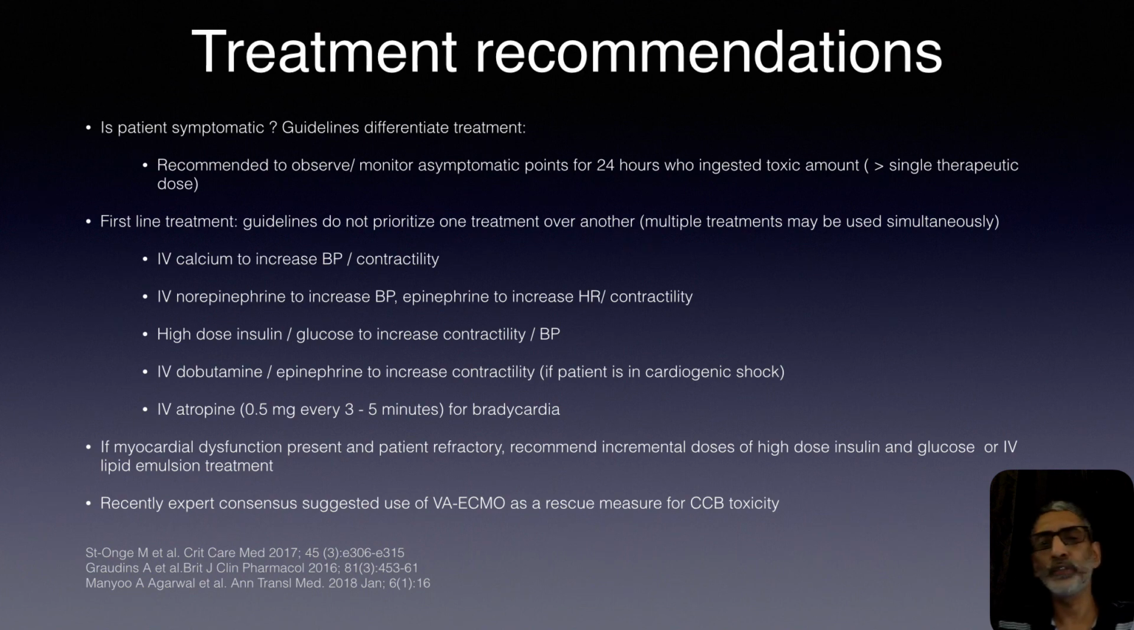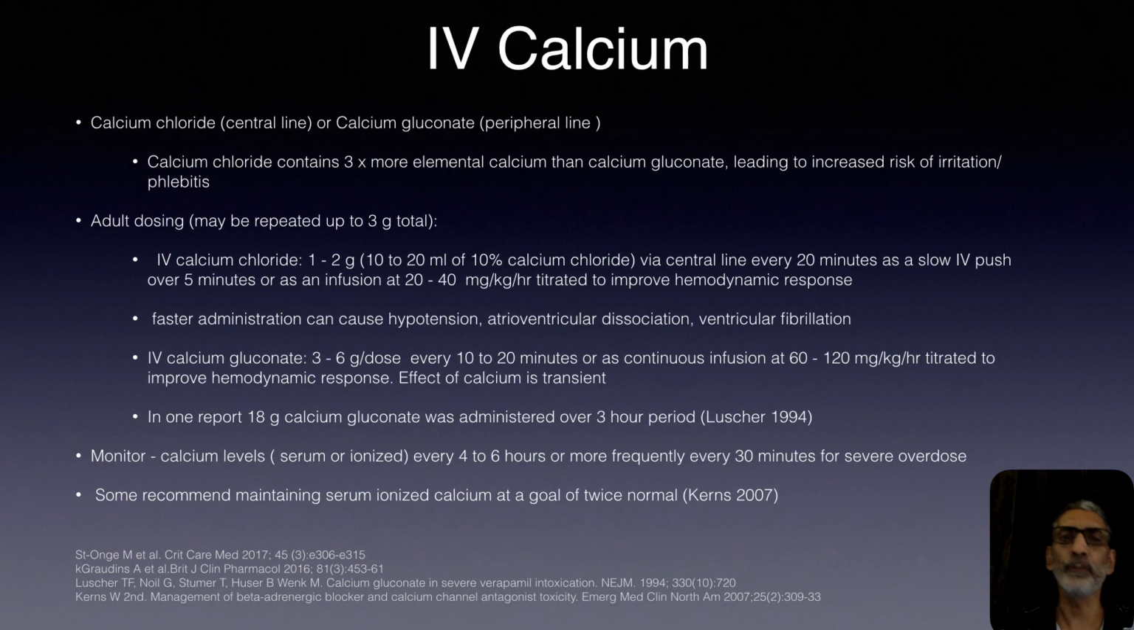We can also use atropine 0.5 milligram every 3 to 5 minutes for patients who are experiencing bradycardia. If myocardial dysfunction is present in this patient, the guidelines recommend incremental doses of high dose insulin and glucose, or the IV lipid emulsion.